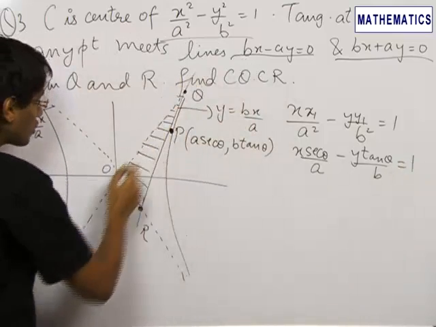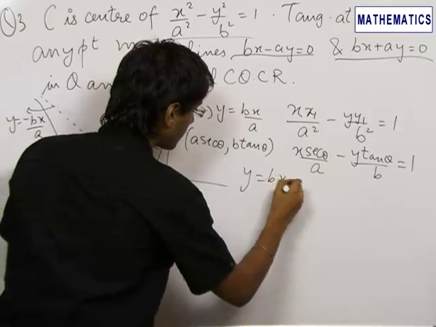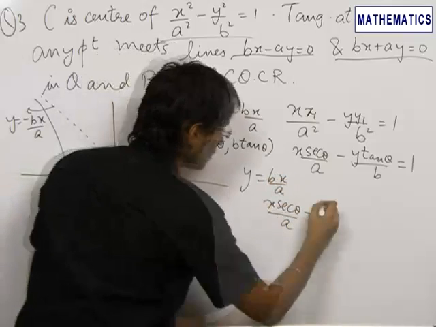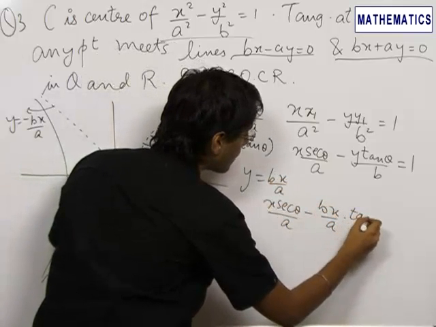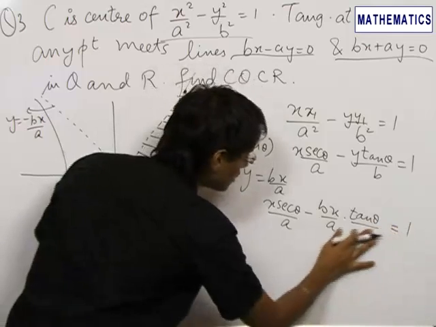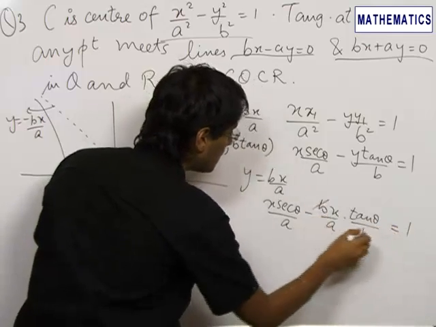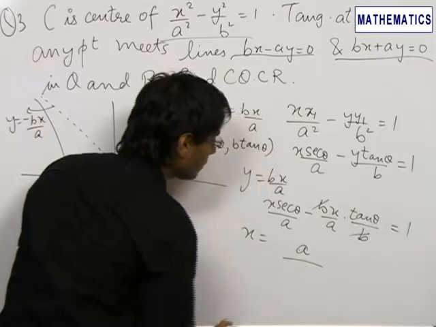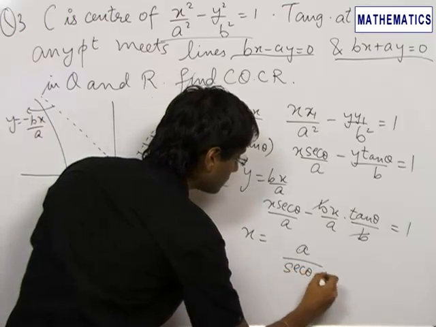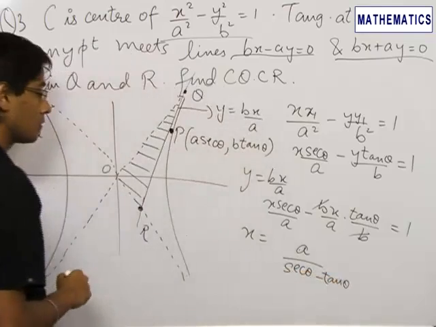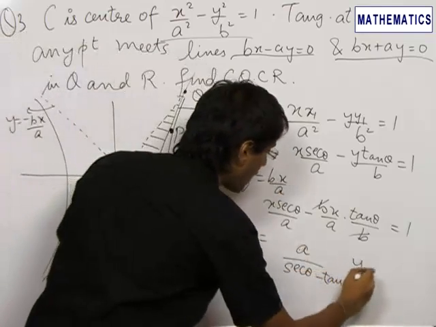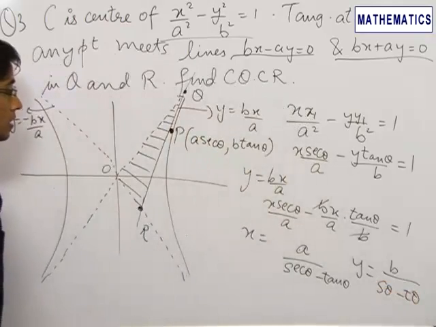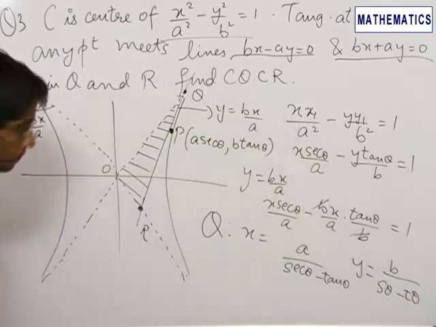Solving this with the equation y is equal to bx by a, we have x sec theta by a minus bx by a into tan theta by b is equal to 1. This b and b get cancelled and we get x is equal to a upon sec theta minus tan theta, and y is given by bx by a, so y is equal to b upon sec theta minus tan theta. These are the coordinates for point Q.